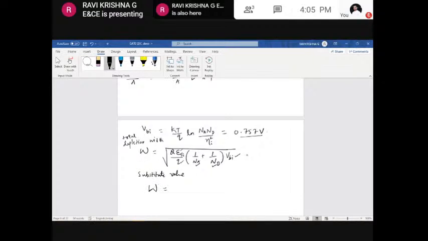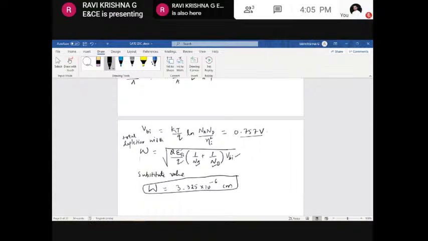The total depletion width here is 3.325 × 10^-6 centimeters. This is the total depletion width of that particular depletion region.